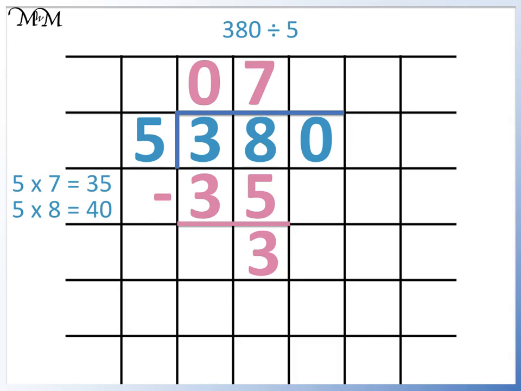We haven't yet divided the digit in the units column, so we bring it down next to the 3. The leftover 30 plus the 0 equals 30. Finally, we find out how many times 5 divides into 30. From our times tables, we know that 5 times 6 equals 30. So 5 divides into 30 6 times. 380 divided by 5 equals 76.